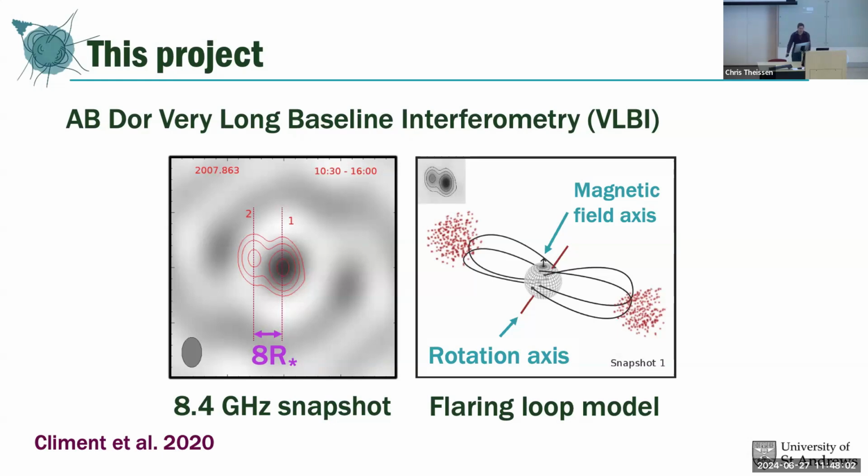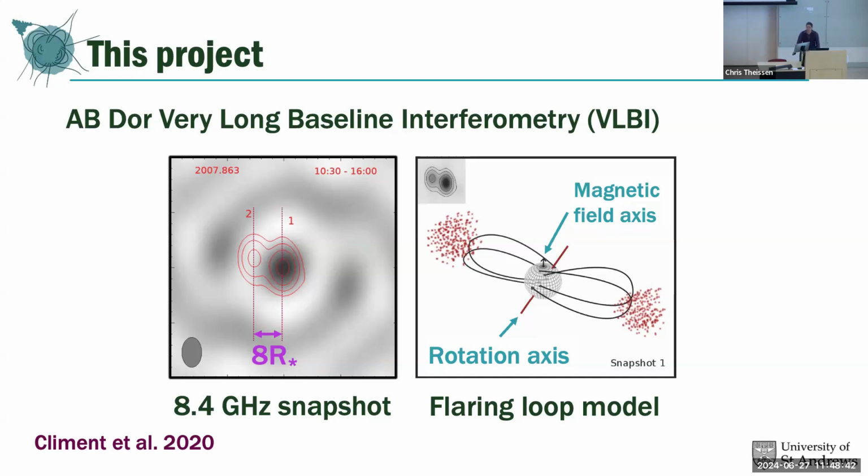So what we have here is some VLBI, very long baseline interferometry, of the star AB Doradus. And that is right here. This image is showing the two lobes of emission that they found that are pretty far from each other and far from the star, so 8 to 10 stellar radii. In this image, the bit you want to look at are these red contour lines. The background is the point spread function of the telescope, so the emission is here.